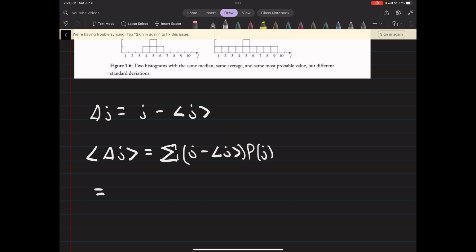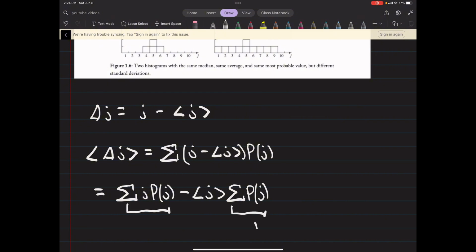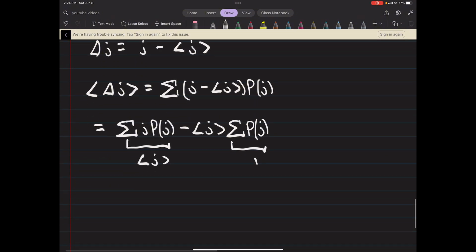And we can actually break that into two different summations. So we have j times the probability of j, minus the expectation value of j, that's not going to change, so that can come outside of our summation, times the probability of j. Okay? Well, this is just 1, and this is just the expectation value of j. So you get the expectation value of j minus the expectation value of j, which is obviously 0. So that doesn't quite work.